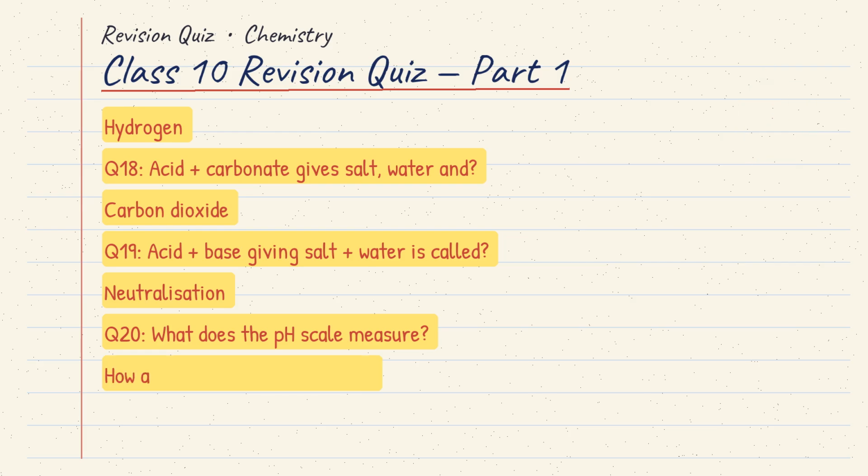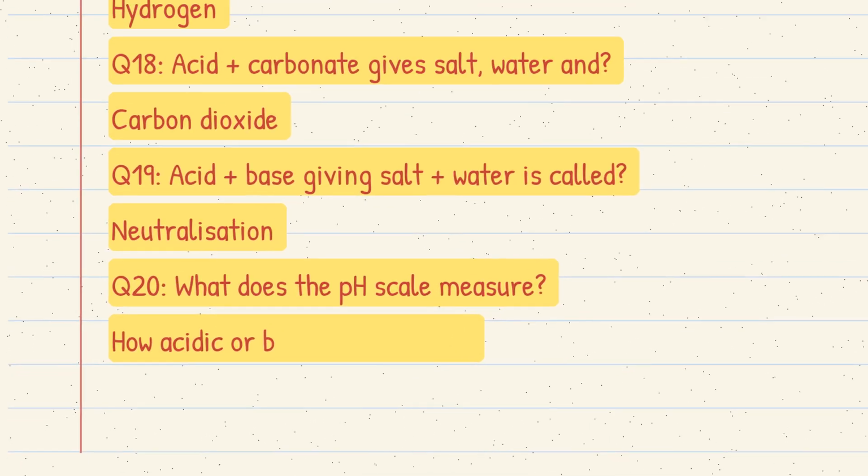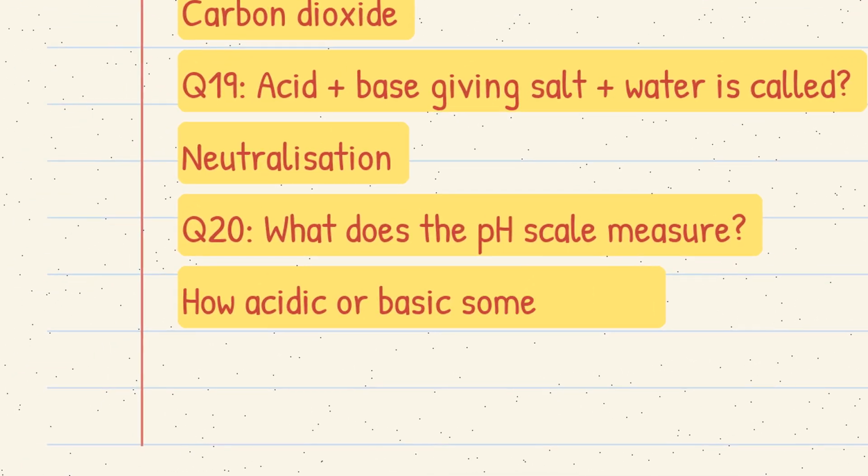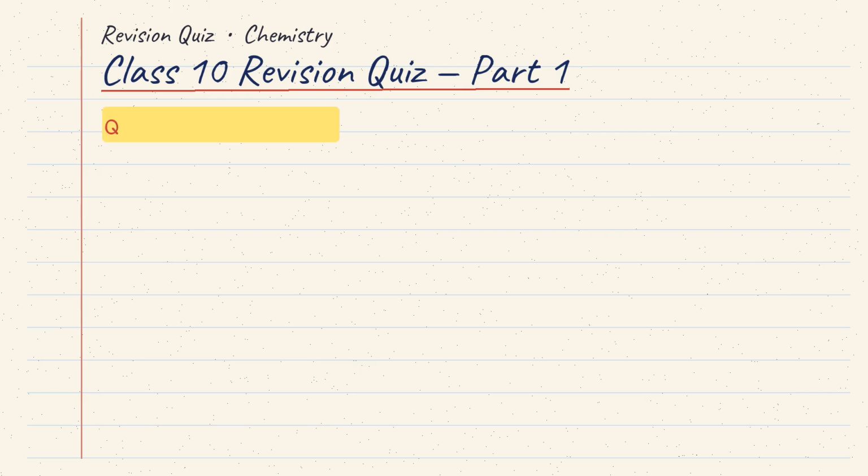The answer is how acidic or basic something is. It runs from 0 to 14. Question 21. A solution of pH 7 is? Pause and think.